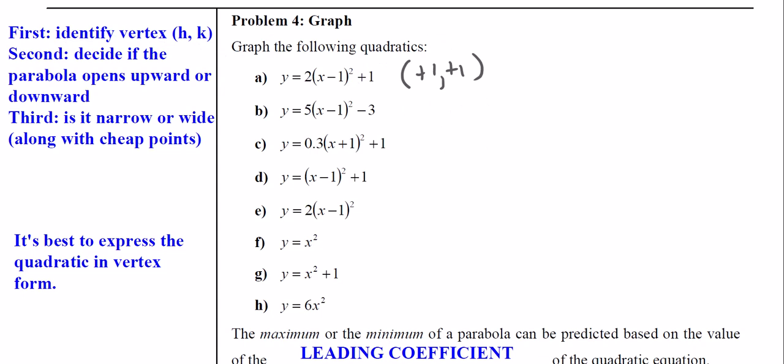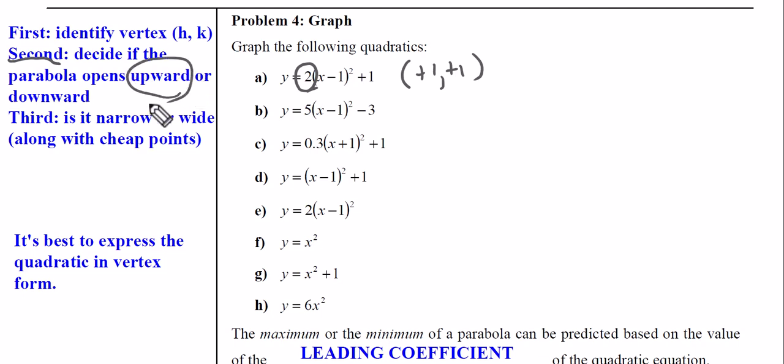Great. Next, decide if the parabola opens upward or downward. So we're doing the second step. This is A. And if you look back at problem 3, part A, it asks you, how does the sign of A affect the graph? Well, if I see this as a positive 2, that means the graph is opening upward. So in this case, it's opening upward. There wasn't much math for that.